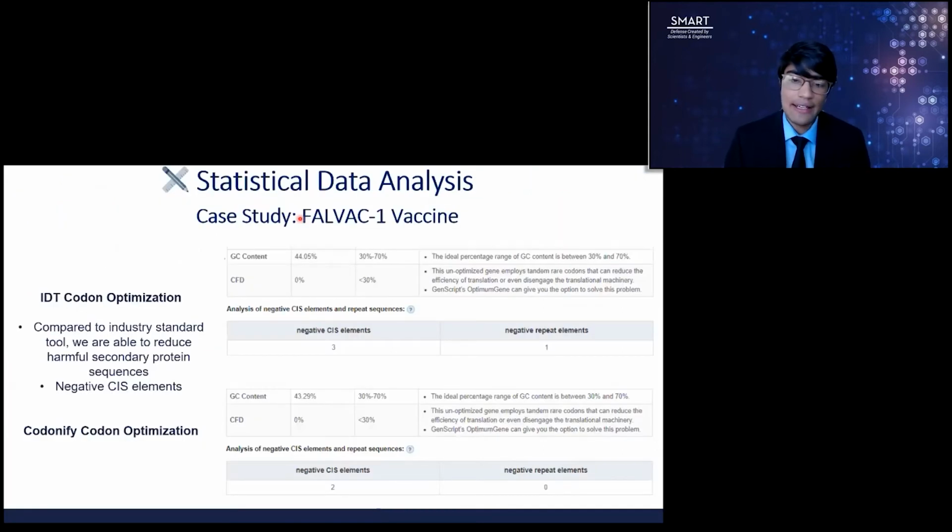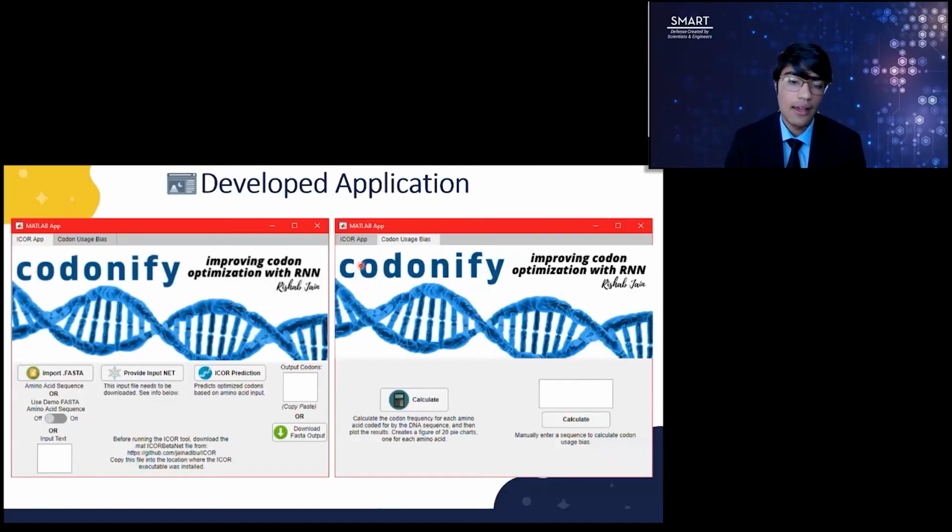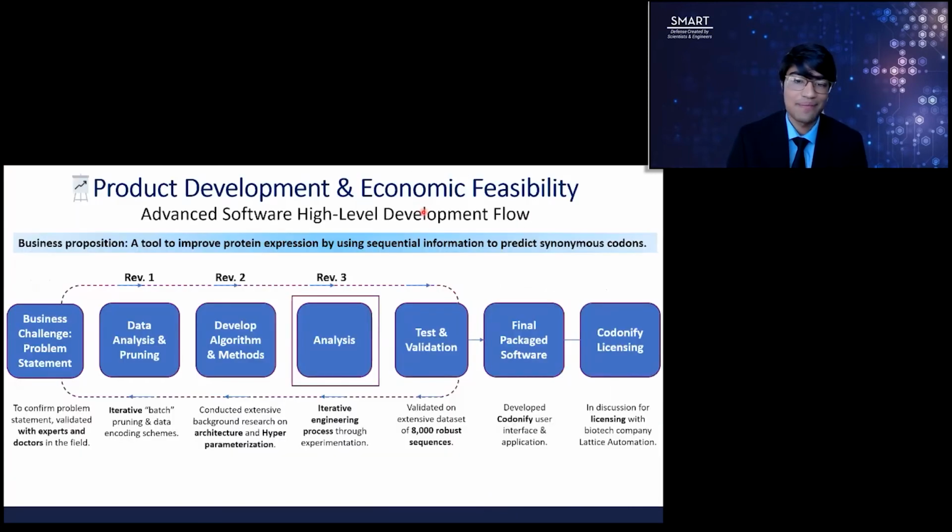Now, doing a case study on FALVAC1, I also analyzed biological principles like negative CIS and repeat elements, which often harm translation. Codonify was able to reduce the amount of negative repeat elements and negative CIS elements. I also developed a modular user interface to create a solution for a potential user.